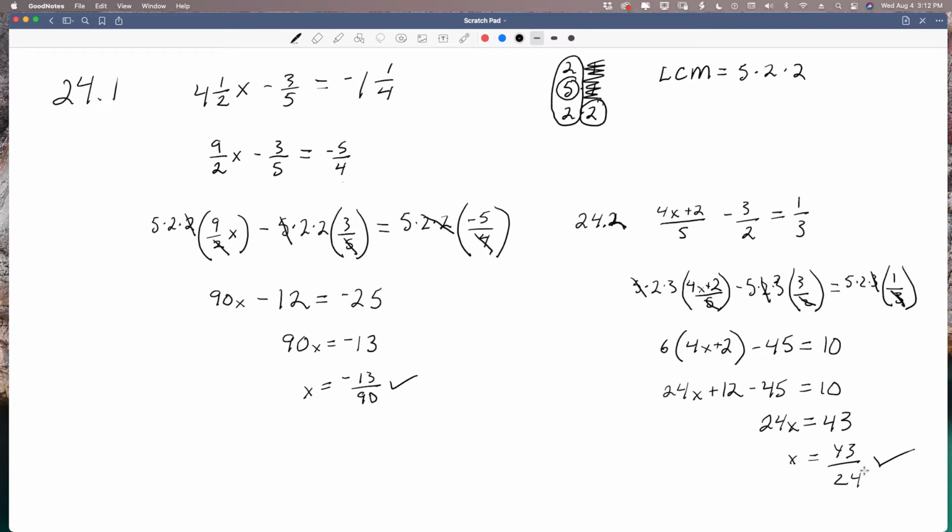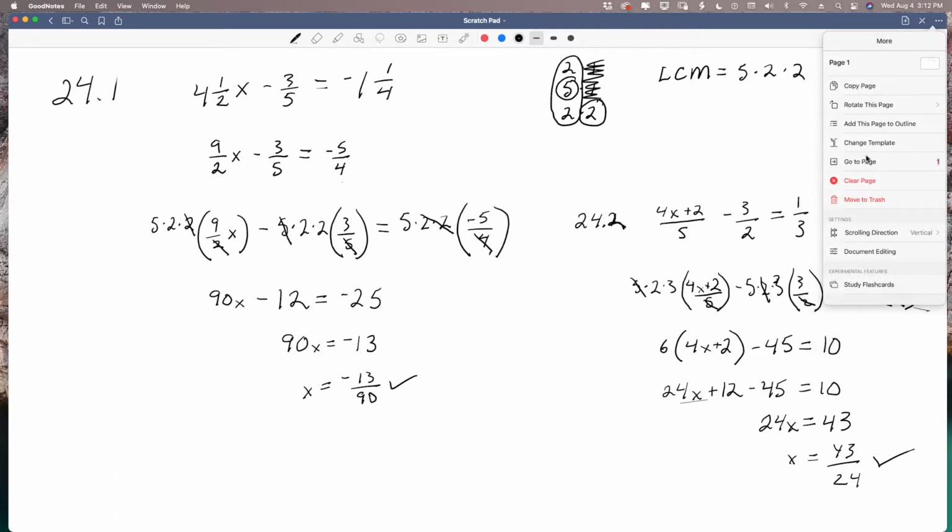And if you need to pause the video and go back and look at your notes, if you did not get that answer, see where you made a mistake. We factored out 5s here, 2s here, 3s here. And then we multiplied and got this. Then we did our distribution and got this. We squished and flipped and got this. And then we divided. So go back and look at that if you did not get 43 over 24. We have one more to do. And that's going to be 24.3.